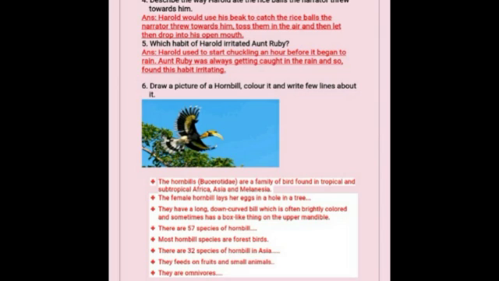For example, the hornbills are a family of birds found in tropical and subtropical Africa, Asia and Melanesia. The female hornbill lays her egg in a hole in a tree, and they have a long down-curved bill which is often brightly colored, and sometimes has a box-like thing on the upper mandible. There are 57 species of hornbill, and most hornbill species are forest birds. There are 32 species of hornbills in Asia, and they feed on fruits and small animals. So like this, any points you can write.